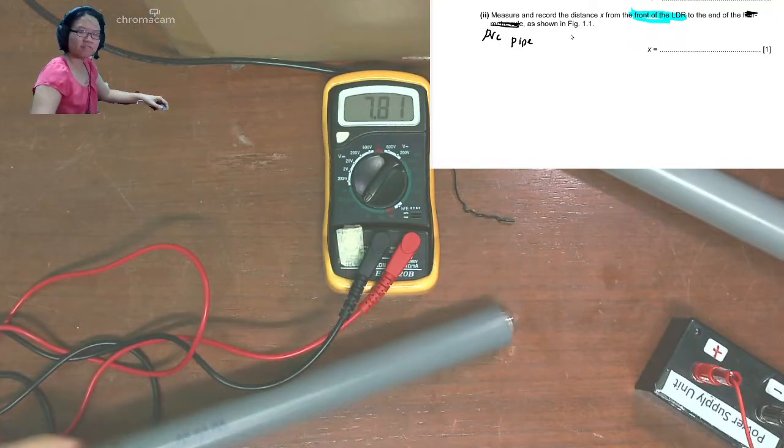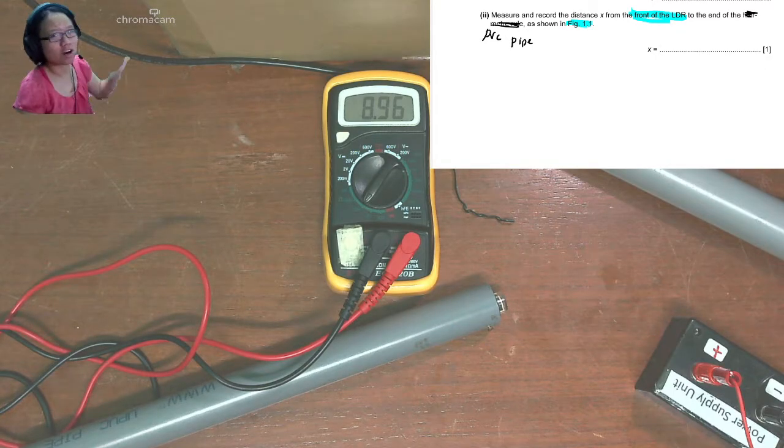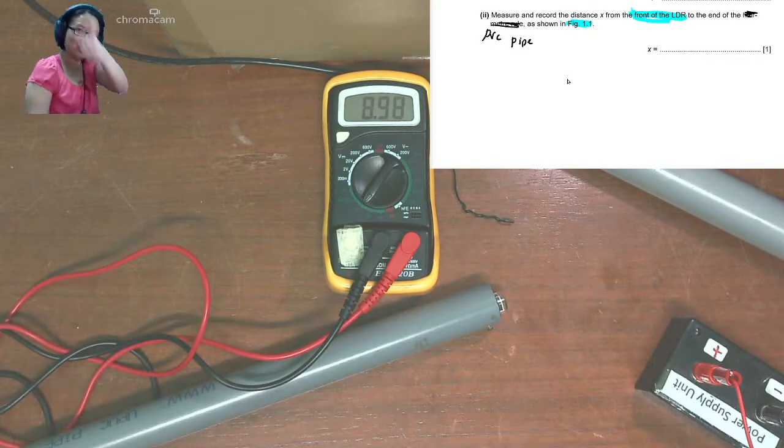No, wait. As shown in figure 1.1. So if some of you are yelling at the video, no, miss, you are wrong, you need to check the diagram, miss. Good job.